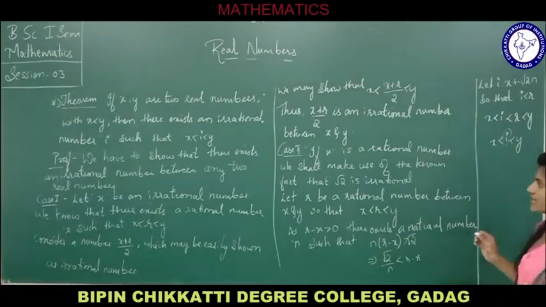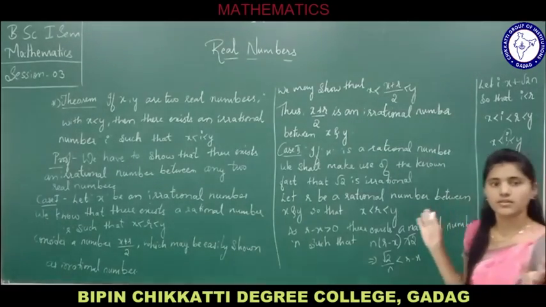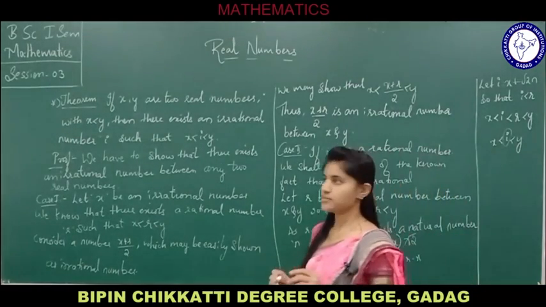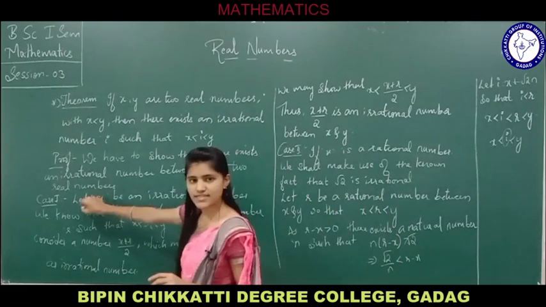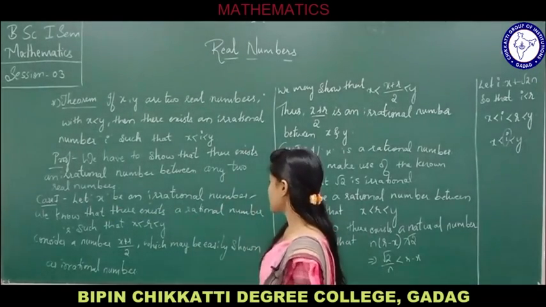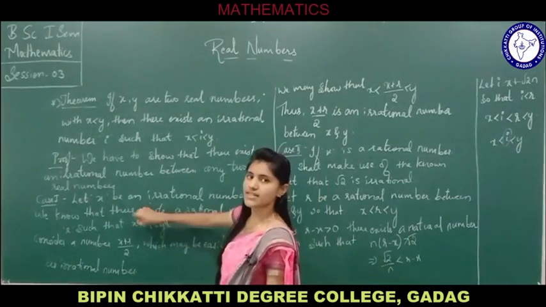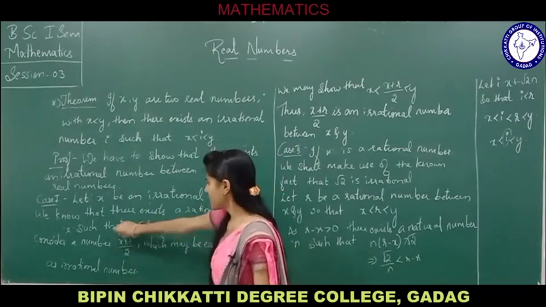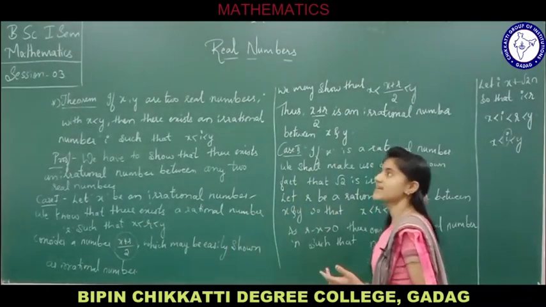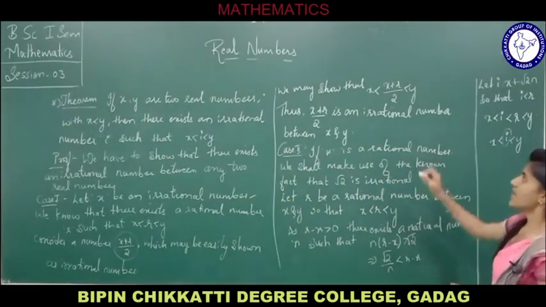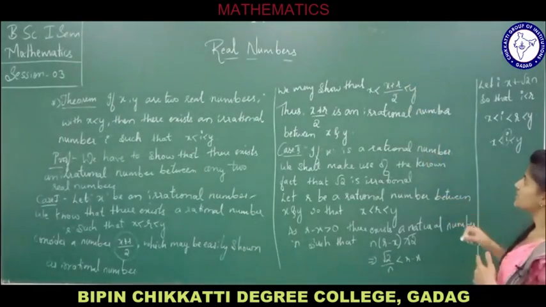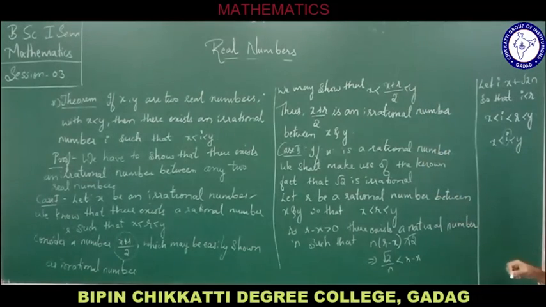That is why we proved that there exist irrational numbers between two distinct real numbers. We considered case 1 where x is an irrational number. If irrational, then we have r greater than x and less than y. We considered a number x plus r by 2, which can easily be shown to be irrational. So x plus r by 2 is greater than x and less than y. We proved that it is an irrational number between x and y.